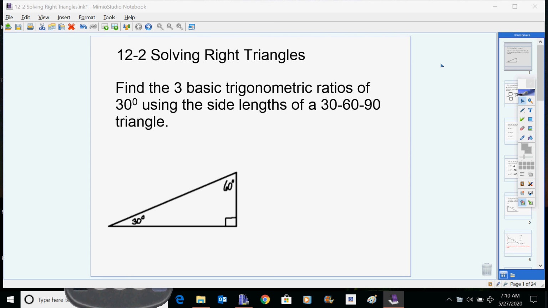Good morning, geometry. Here we are. We're ready to jump into solving right triangles.